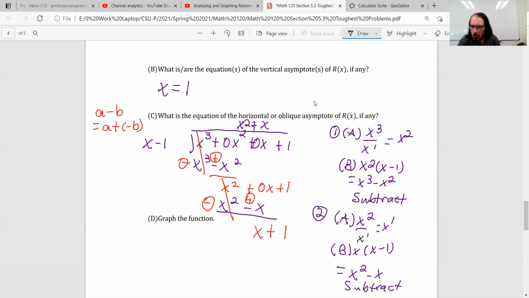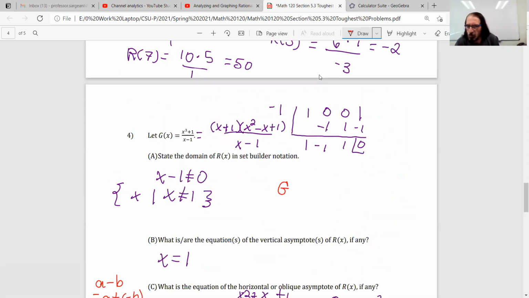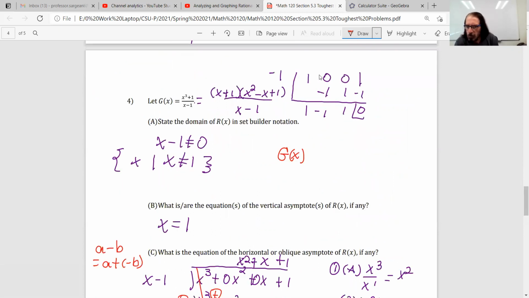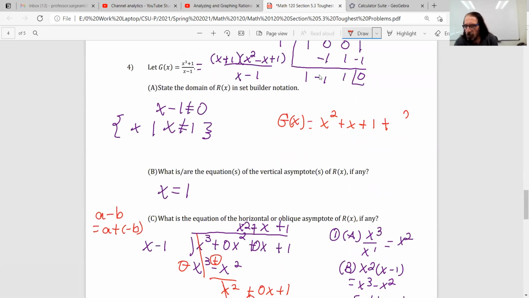And then a third step of division. X divided by x is 1. When I multiply the divisor by 1, I've got x minus 1. But I change those signs. X plus a negative x cancels out, and 1 plus 1 is 2. So that's telling us that g of x could also be written as x squared plus x plus 1 plus our remainder of 2 over the divisor x minus 1.